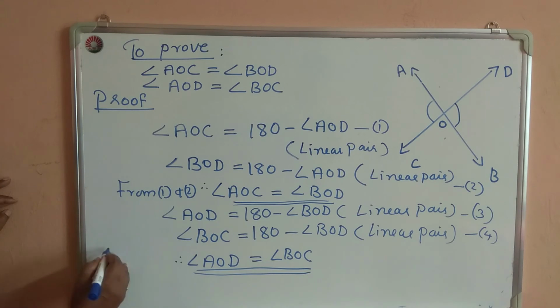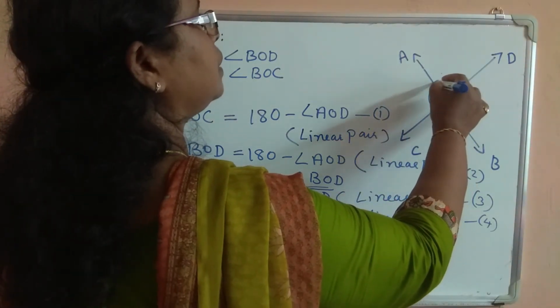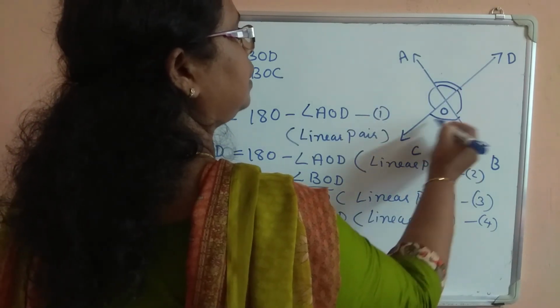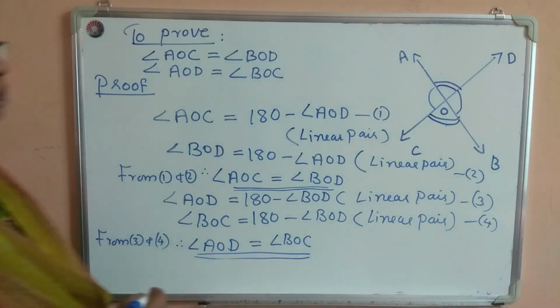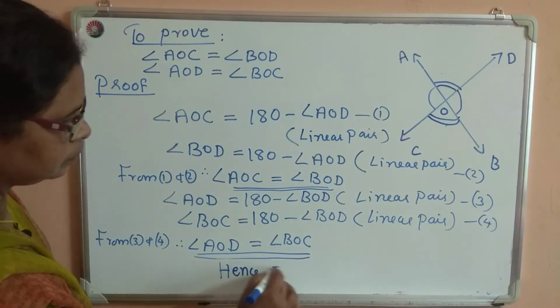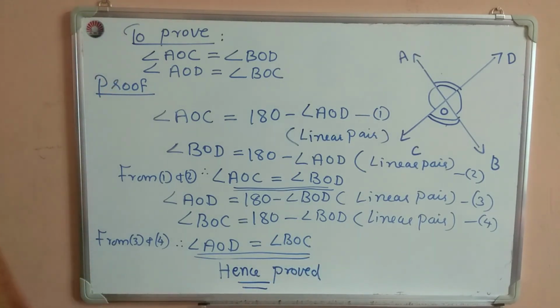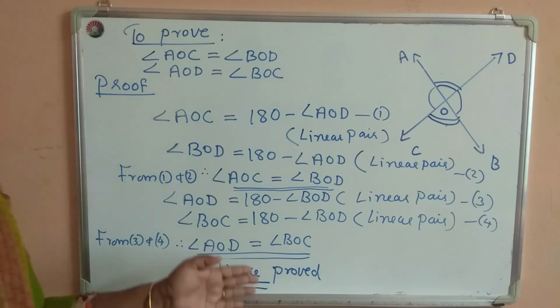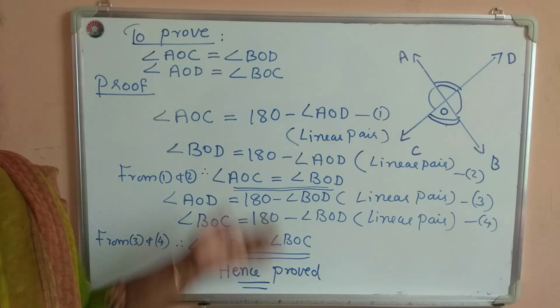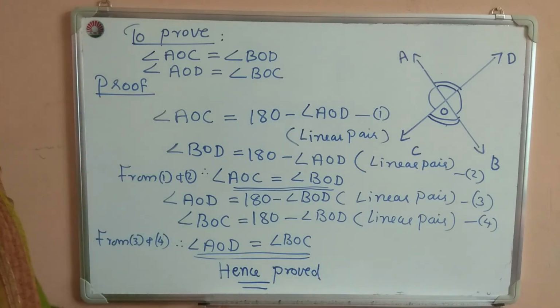Here we can write it from 3 and 4. So we have proved this pair of vertically opposite angles, angle AOD equals angle BOC. We can write hence proved. We can just write hence proved, or we can write the full sentence, hence vertically opposite angles are equal, or just write hence proved.